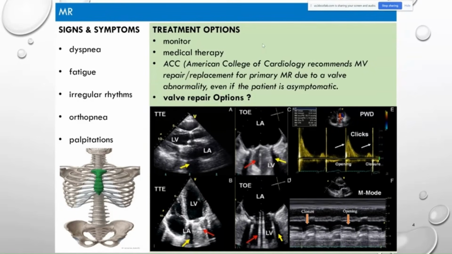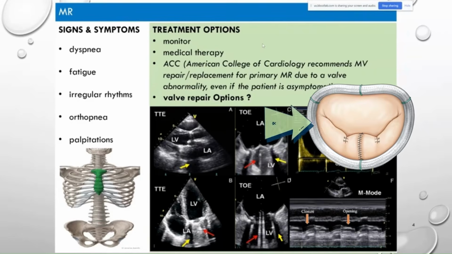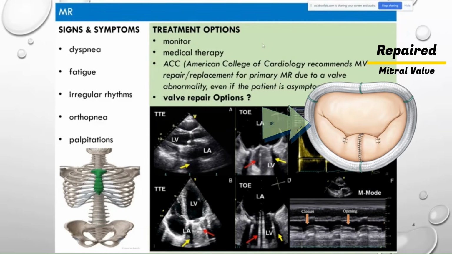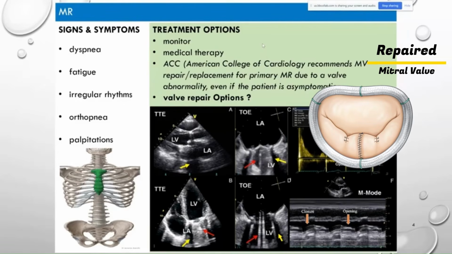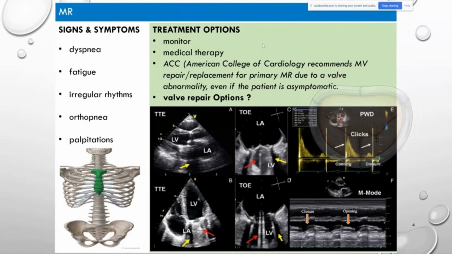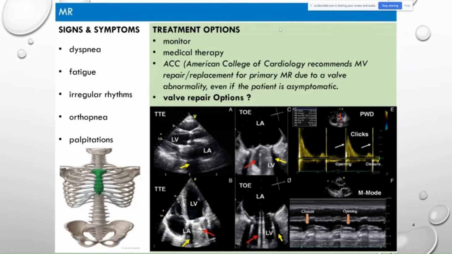And the American College of Cardiology recommends that a person has mitral valve repair or replacement for primary mitral regurgitation if the valve itself is damaged, even if the patient does not have any symptoms. Remember the word primary. It means the valve itself is what has the issue, nothing else.